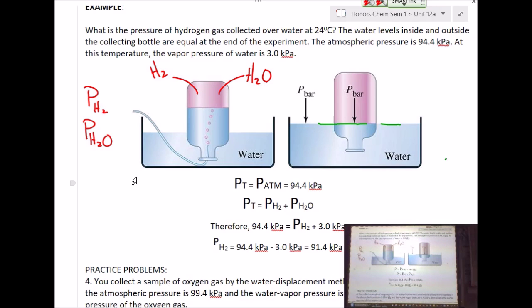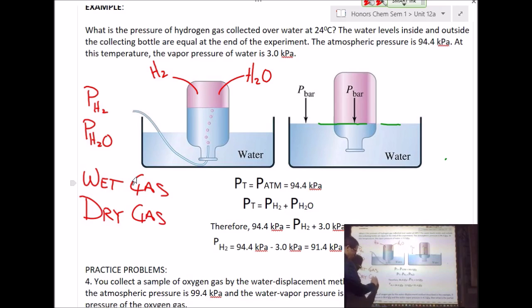There's a term that goes with this. Now, I apologize in advance for some of you who are pretty sensitive about this. It's called a wet gas. Which means that there's water vapor present, or that there's gas that's wet. Okay? So we have hydrogen. If you are looking at a dry gas, what does that mean?